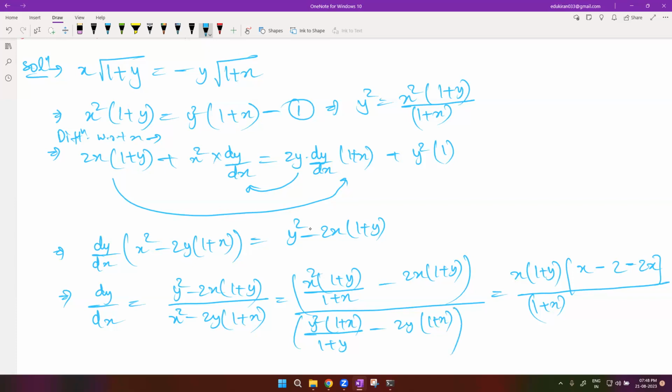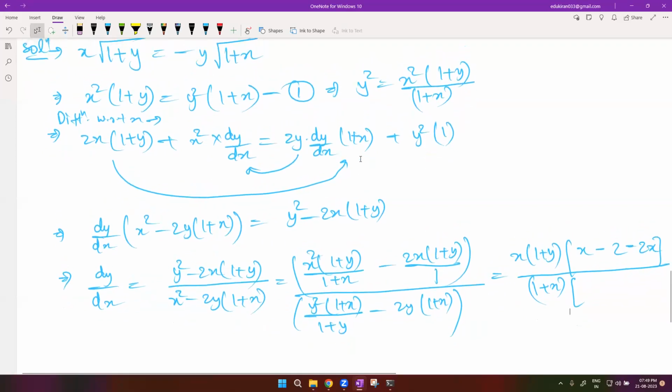By further calculations, I am taking x into 1 plus y from the numerator common, and then it will be left with x upon 1 plus x in the first term, minus 2 in the second term. So I have taken the LCM of all of this, and after substitution it will become like this. Again, we can take y into 1 plus x common from the denominator.